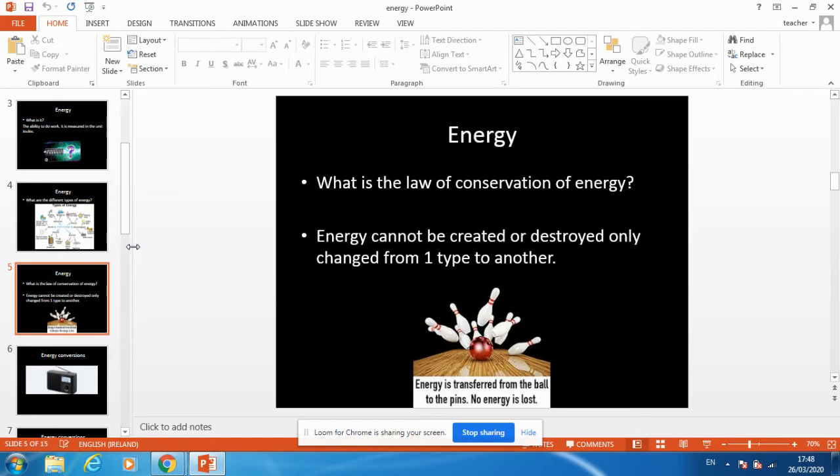Now, when we talk about energy and somebody's saying, oh, I have no energy today, girls, that's not technically the case. We have what's called the law of conservation of energy in science. So that means energy cannot be created or destroyed, only changed from one type to another. So there's a little image there of a bowling ball hitting a number of skittles. The kinetic or movement energy in the bowling ball is being transferred to those skittles, where they then have kinetic energy, they have sound energy. There's also probably a little bit of heat energy there as well. So energy is always there, but it's just changing from one type to the other all the time.